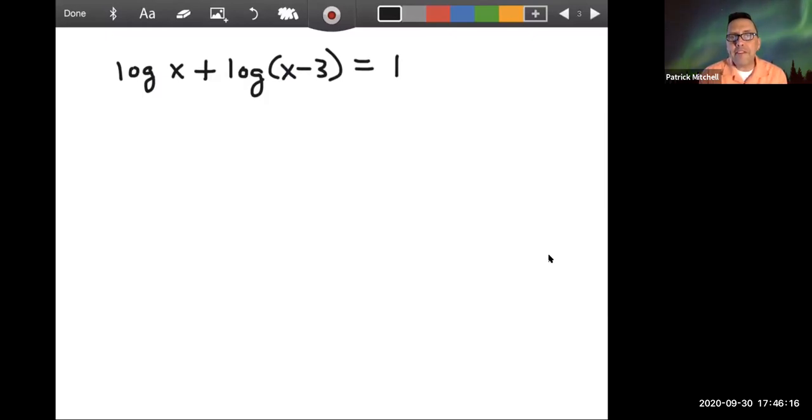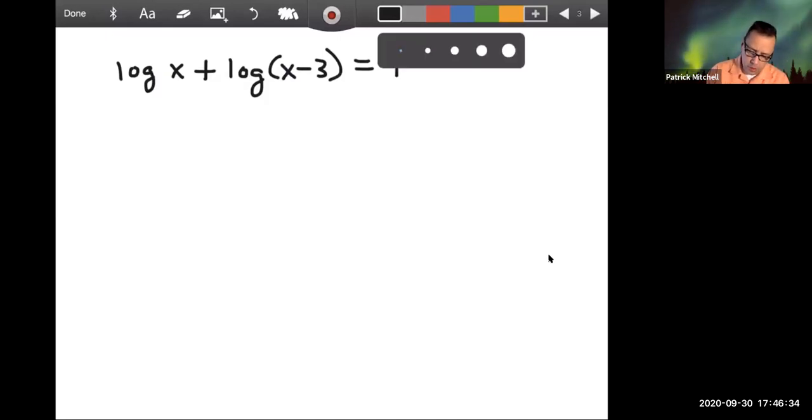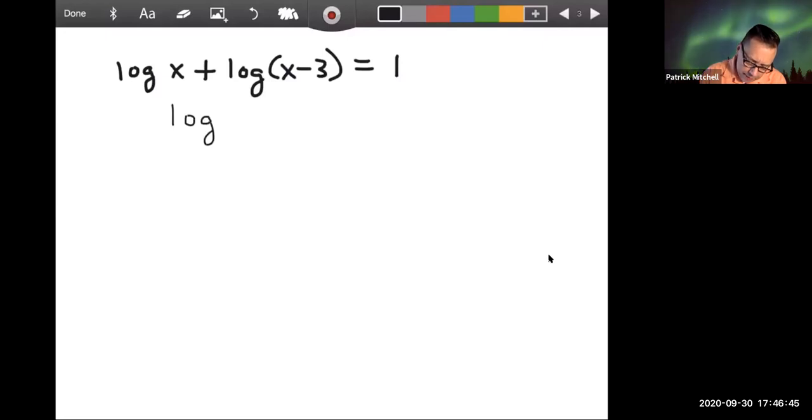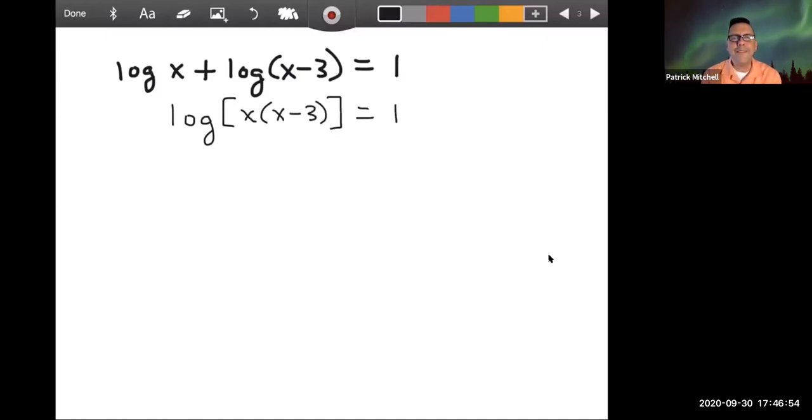Okay, so notice we have 2 logarithms on the same side of the equation. What you do in this case is use your properties of logarithms, either the product rule or the quotient rule, to combine those into a single logarithm. So what I mean by that is you take log x plus log of x minus 3 and you rewrite it as log of x times x minus 3. Remember the product rule for logarithms? Okay. And now it looks kind of like what we've been doing.